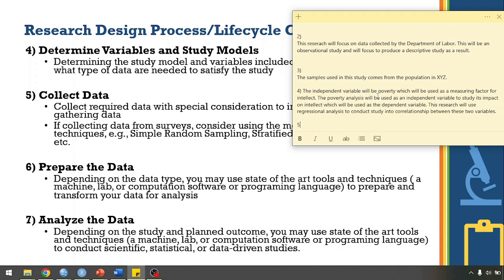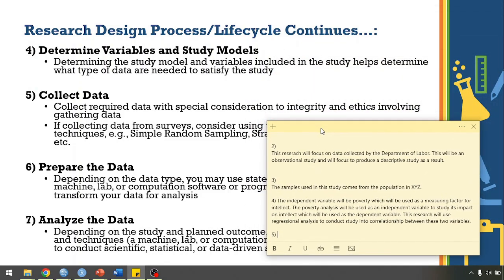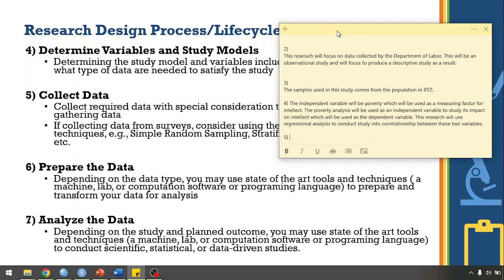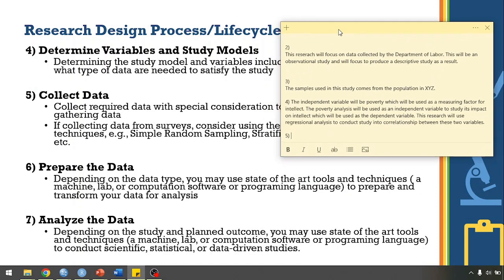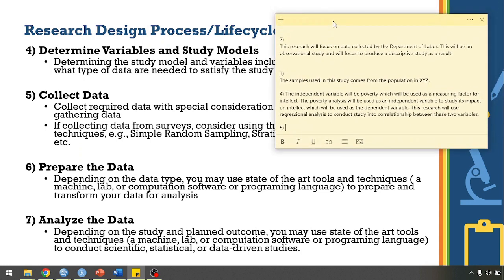And then the fifth step is the collection of data. Again, you will have to explain the data here: either your data came from a source that you didn't have to collect, so you didn't have to do a survey, or it came from a survey. If it came from a survey, then, as I mentioned, collect required data with special consideration to integrity and ethics involving gathering data. When you gather data, especially from surveys, there is a set of protocols and procedures that you have to follow, and you also have to mention in your research paper that you have abided by all those regulations, integrity and ethics.